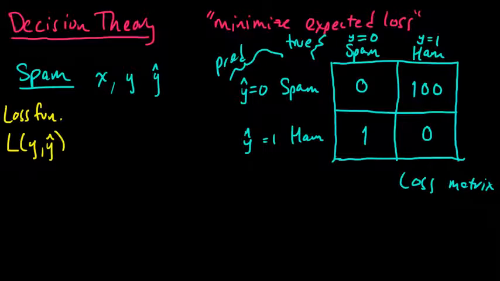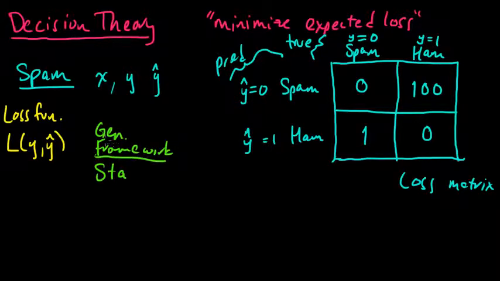So now let me describe a little more. This was a particular example. The more general framework in decision theory is that you have some state. So this is the general setup. You have some state, sometimes called the state of nature, and let me denote that by a little s. And this is unknown to you.